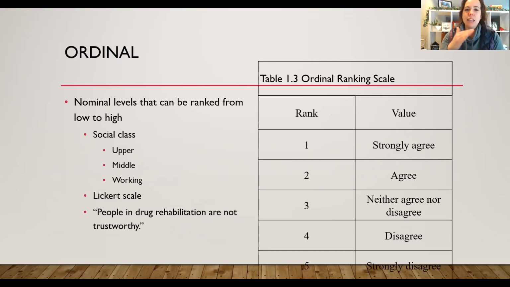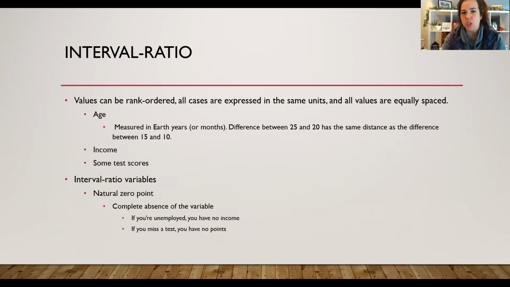Ordinal, it's a little bit of a higher level than nominal, but they can be ranked from high to low. So when you do a Likert scale, like how much do you agree, strongly agree, disagree, strongly disagree, you have a rank there. So you can give it a point, so to speak. So there is ranking, but there's no absolute zero, which is really what differs with interval ratio. So interval ratios are values that can be rank ordered, and it's all expressed in the same unit, and they are equally spaced. So age is a great one for that.